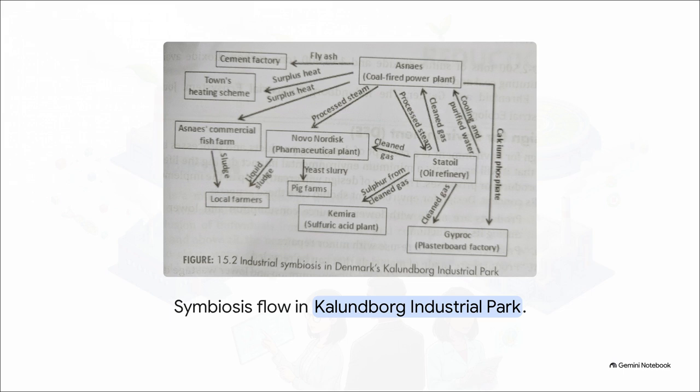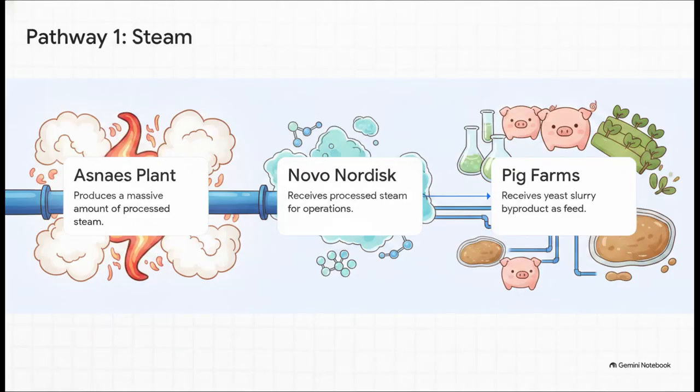What you're really looking at is an incredibly elegant web of relationships where absolutely nothing goes to waste. Let's deconstruct this and trace just one specific pathway through this industrial ecosystem. Step 1. The Asnæs coal-fired power plant generates electricity, and in doing so, it produces a massive amount of processed steam. Now, instead of just venting that into the atmosphere, Step 2 happens.